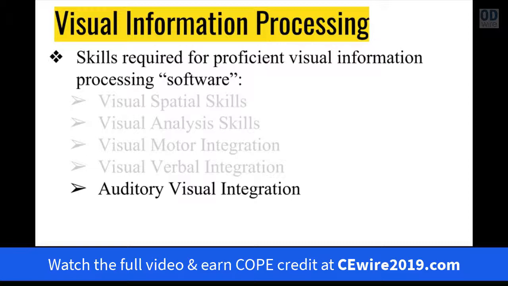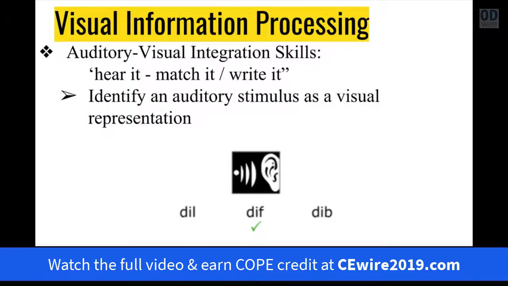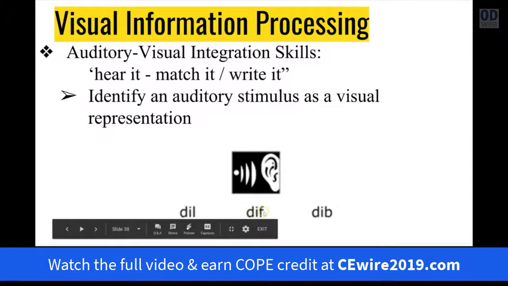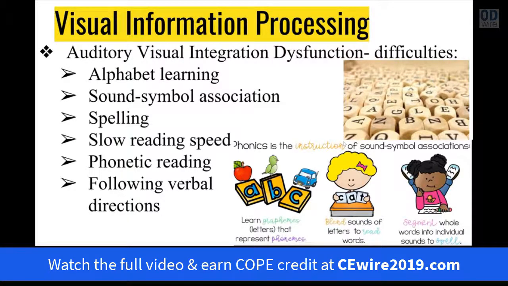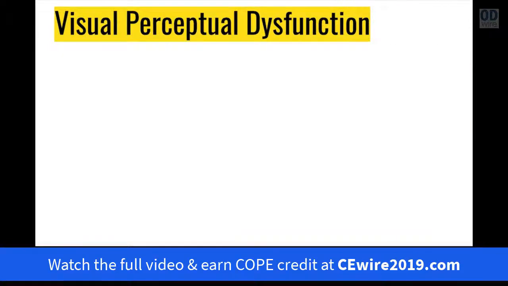For your auditory visual integration, this is where you hear it and then you need to match it or write it down. So being able to identify an auditory stimulus as a visual representation. So you hear "diff" and then you need to be able to match that sound to the letters that actually compose that sound. So if a child has difficulty with auditory visual integration, they're going to have difficulty learning the alphabet, sound symbol association, spelling, reading speed, and following verbal directions.